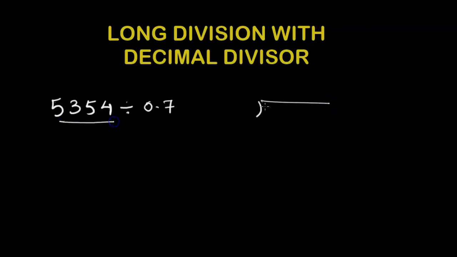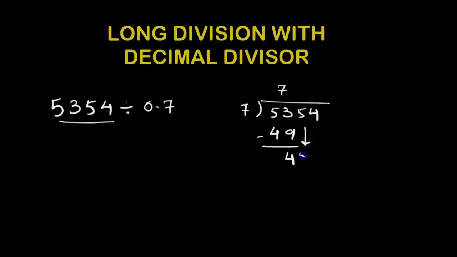So we would put 5354 inside because this is the dividend without any decimal, and we have divisor with decimal, but we would put just 7 in there. Now we would divide it as we are dividing with regular 7. So 7 times 7 is 49. When we subtract 53 minus 49 is a 4.